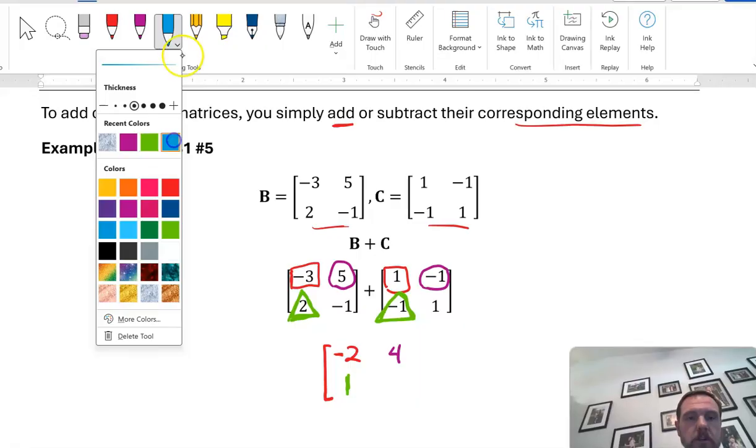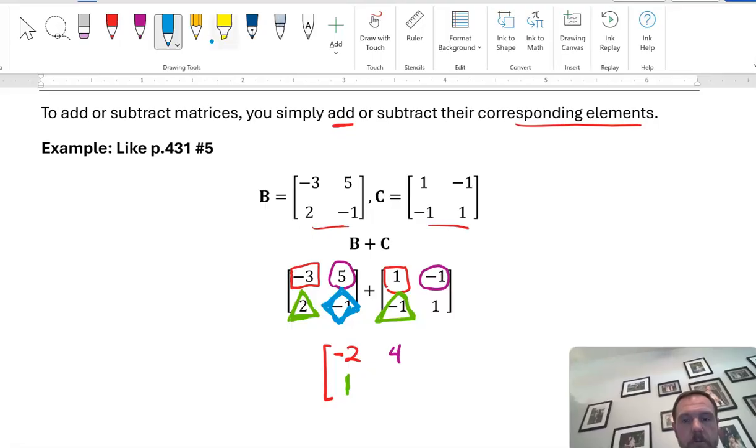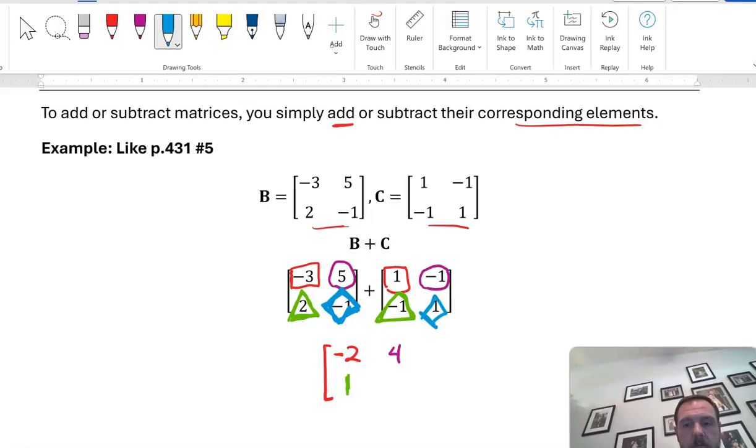And finally, let's try another color here. We'll do a diamond for this one. Bottom row, right column. Negative 1 plus 1, that's 0. And there we go. That completes the matrix addition of B plus C. That would be my answer right there.